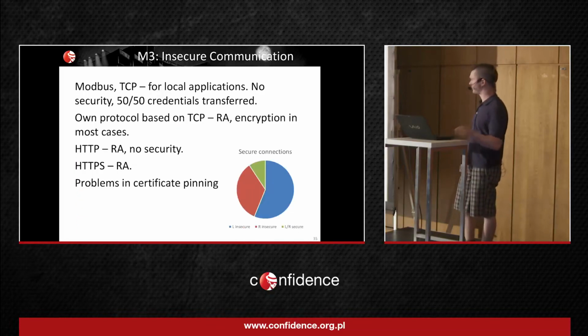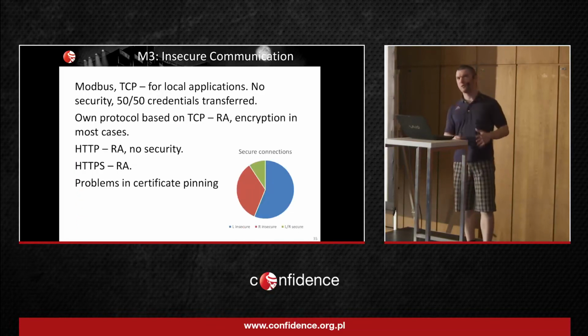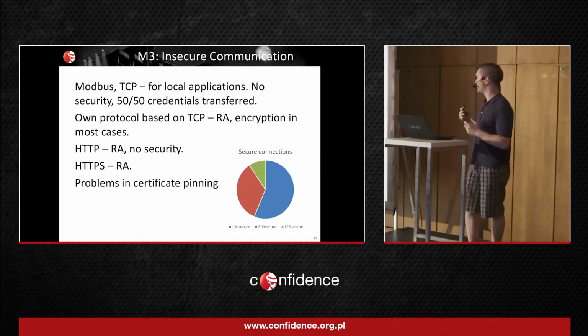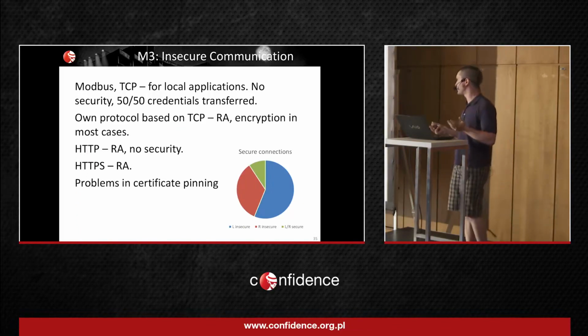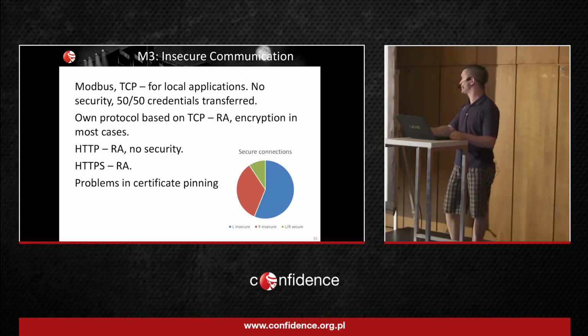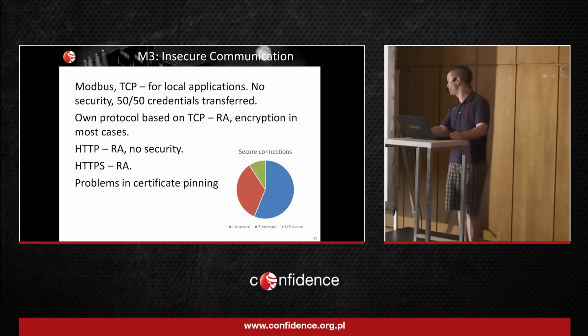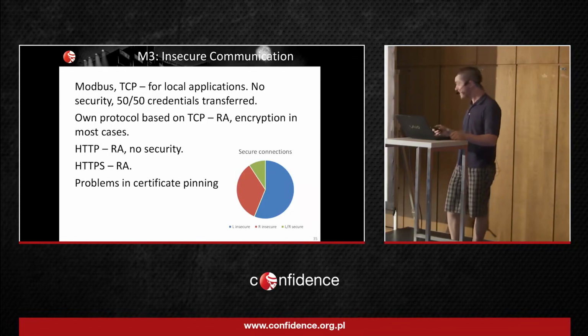Insecure communication. For local room apps, it's common that they don't use any encryption at all. For remote access applications, in most cases, this is HTTP without encryption. And only a few applications, really few, used, for example, SSL pinning, or similar. And there are also some problems.